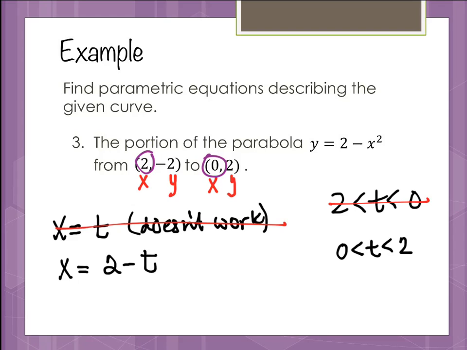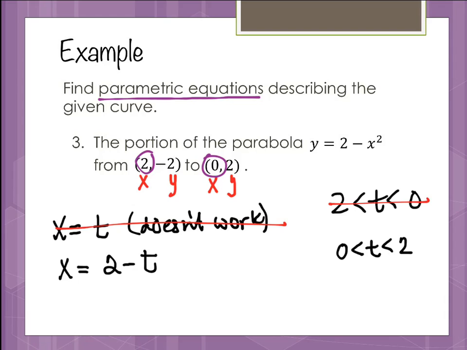Okay. Do notice the phrase up here says, find parametric equations. Do you notice what it doesn't say? Well, that's true, it doesn't say graph it. It doesn't have the word "the" in here. Any idea why that would be different?